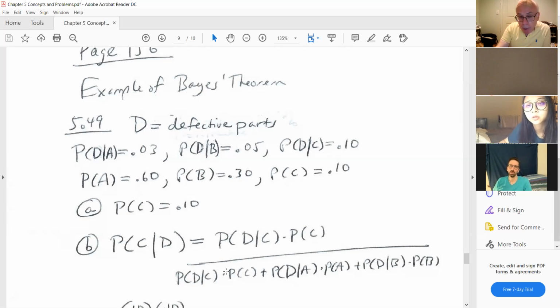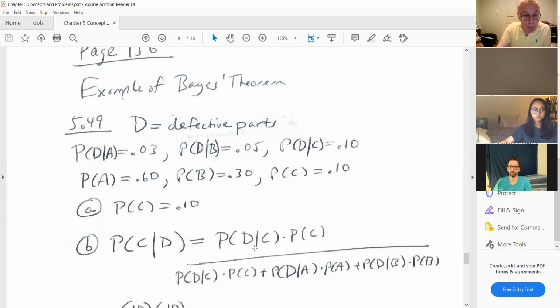Again, we're using the multiplication rule, but we have three of them here because we have three machines. Notice the numerator is just one of these three. It has to be. It's always that way. One of the sums that you see in the denominator in Bayes' theorem is always going to be the one that's in the numerator.